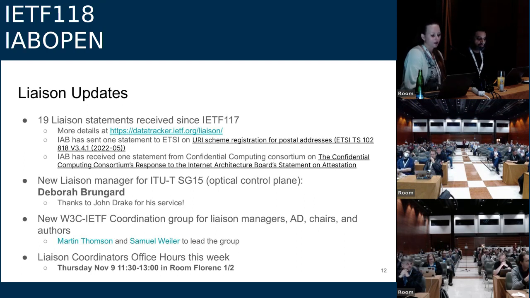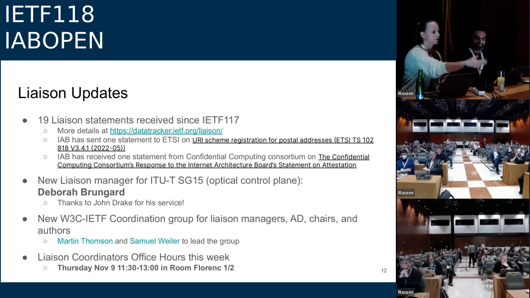And we have a new W3C coordination group. This follows the pattern that we also have for other liaison work, where the liaison managers from us to them, as well as a liaison manager from the other organization to us, together share this group in order to have a more frequent exchange over topics of overlap. So that also is now in place for W3C. And last on this slide, we have the liaison coordination office hours in the lunch break on Thursday if you have any further questions about liaison management.